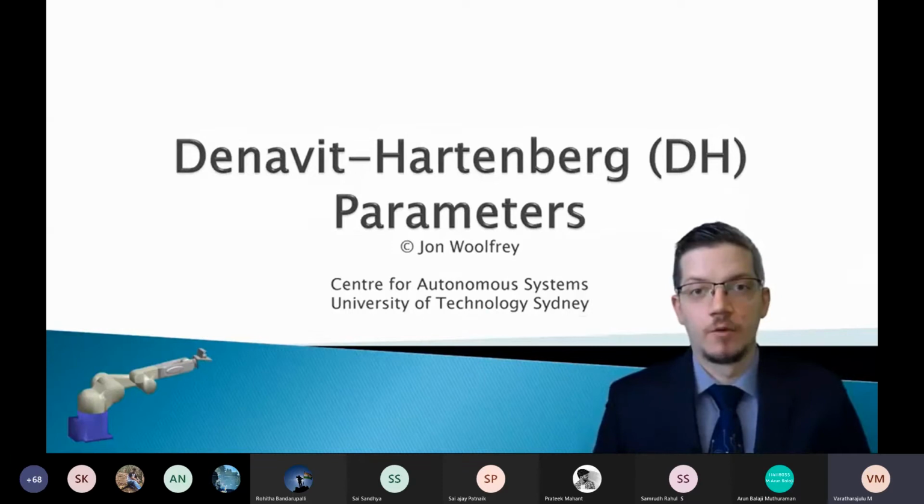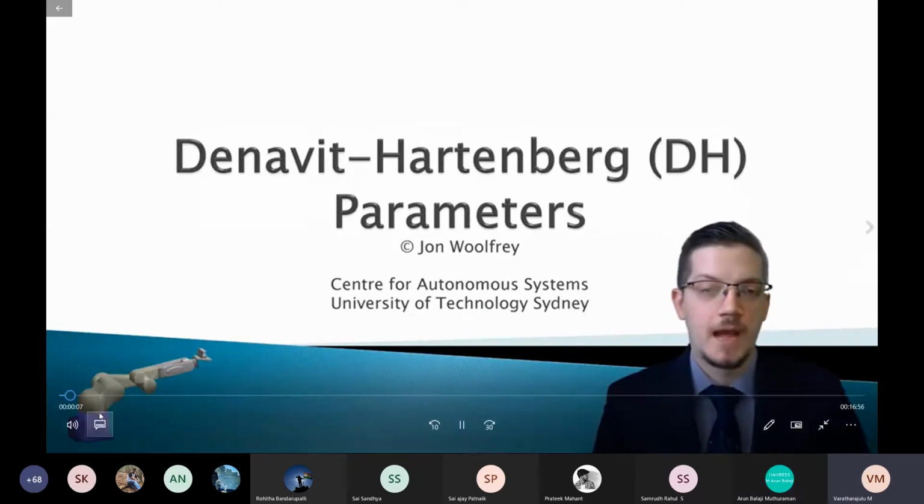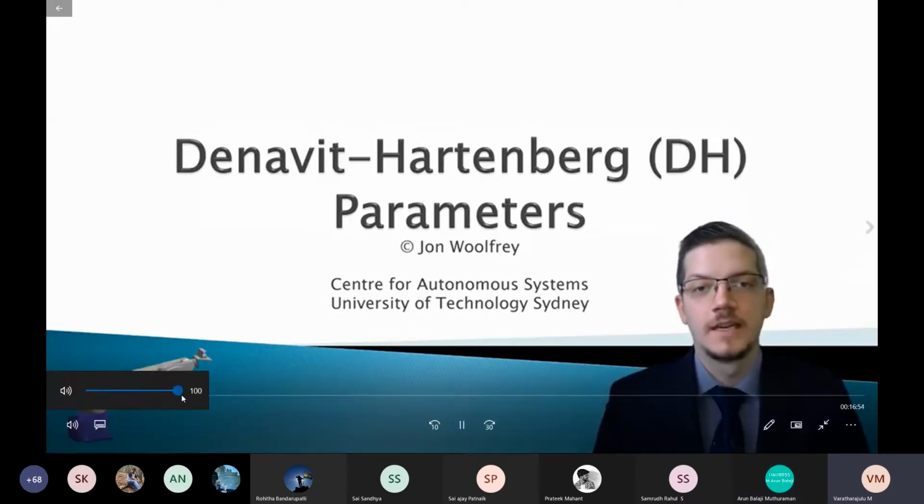Continuing with our study on kinematics, we're going to introduce a powerful method for deriving this called the Denavit-Hartenberg parameters.